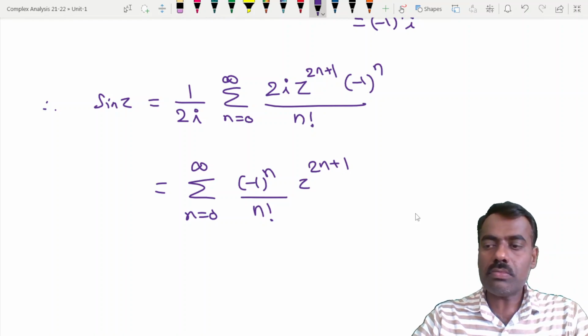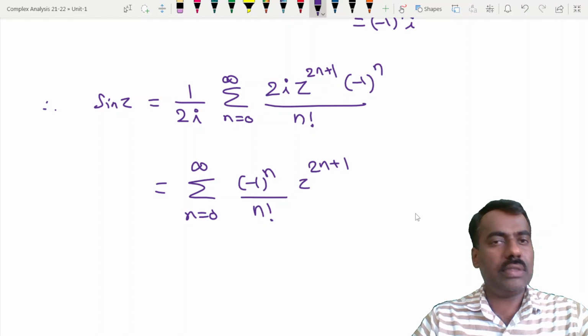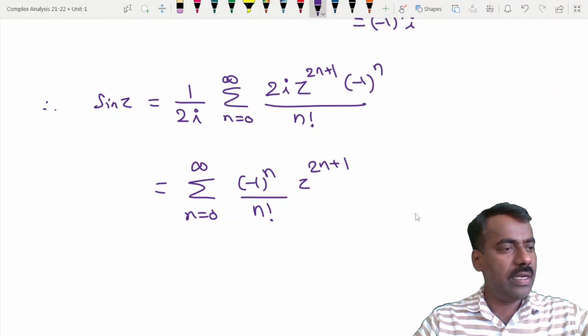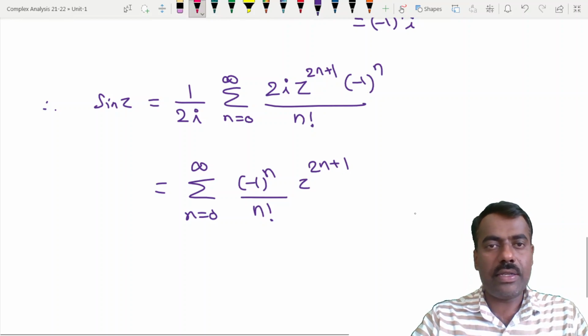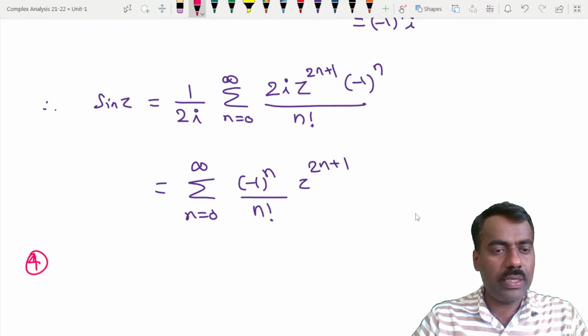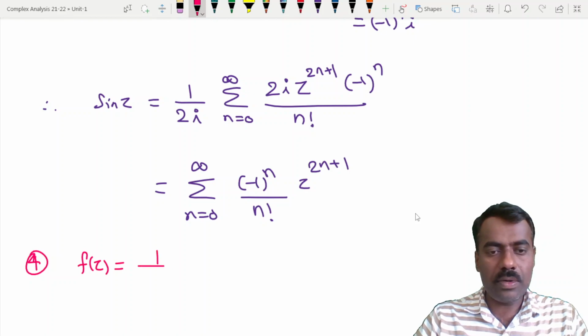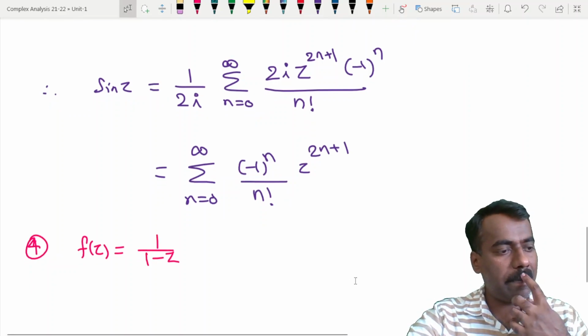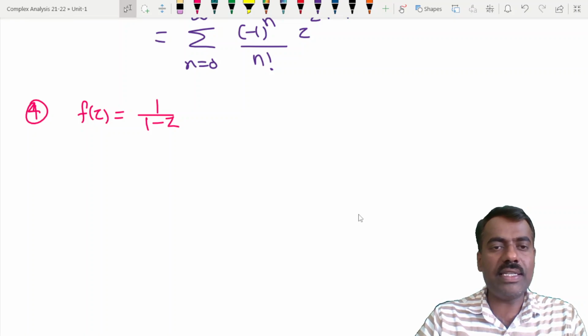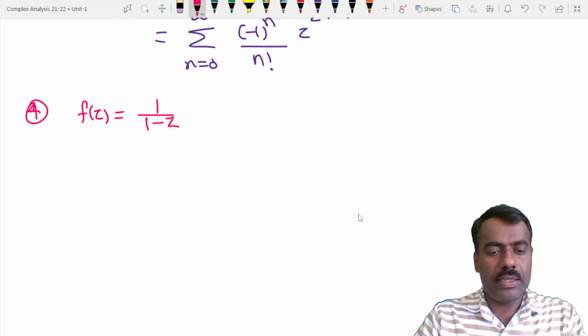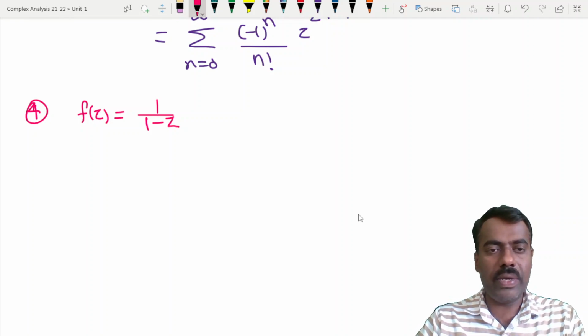Fine. Now we also look at one more interesting example which is used to solve many examples. Let's find another one, the fourth one. Let f of z is equal to 1 upon 1 minus z. Then we want to find the Maclaurin series for this. So we can show that this value is actually summation z power n. How can we do that?